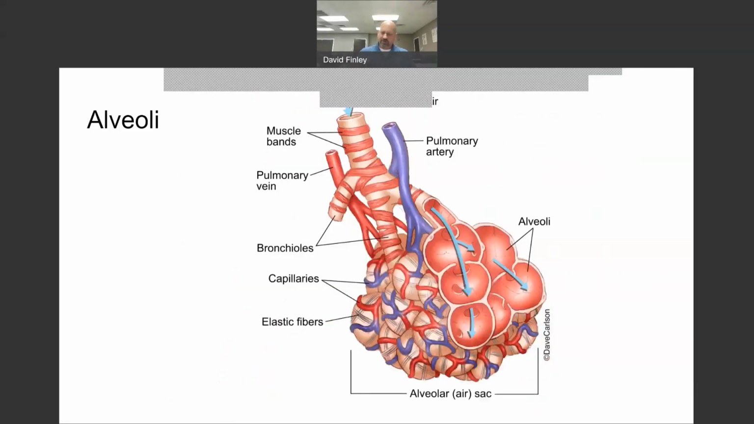All right, here's a picture of an alveoli. Let me get to that in the book. Okay. All right, so before I talk about that, I want to talk about, it talks about adequate and inadequate breathing. The average tidal volume in an adult is about 500 milliliters on every breath.